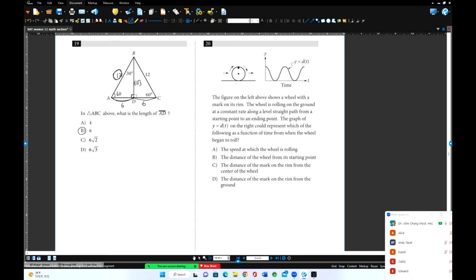What is this? This is y. Okay, what does this mean? Speed? No way. That is what? The distance of this point from the ground. Yeah, the distance of the mark on the rim from the ground, okay? Not the center, right? From the ground. From the ground is 0 here, okay? All right, from the ground.